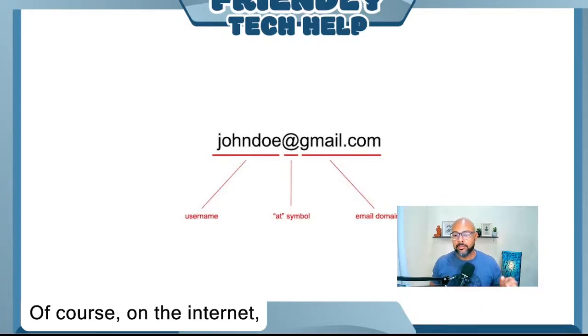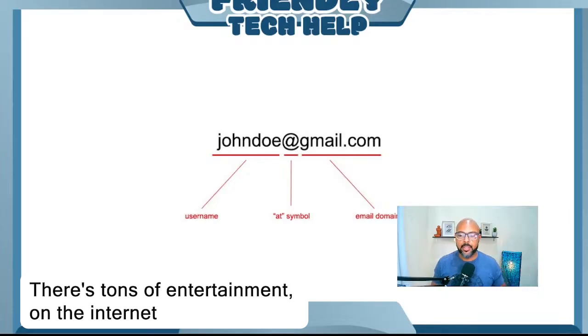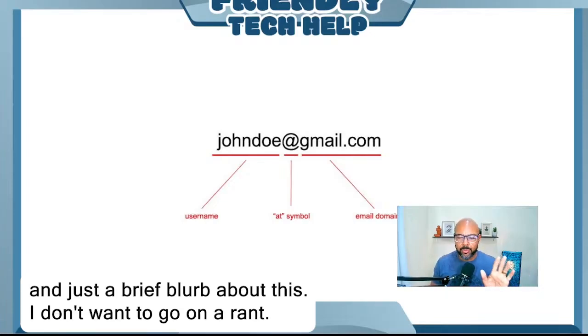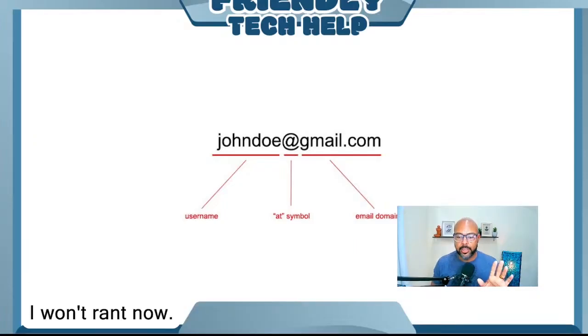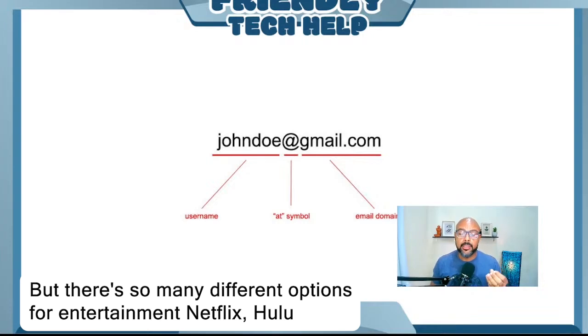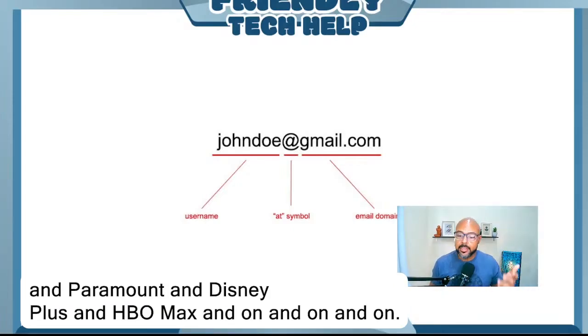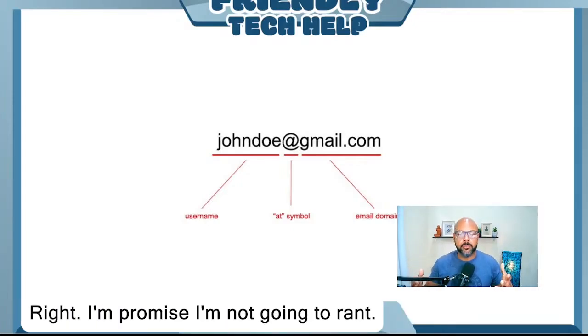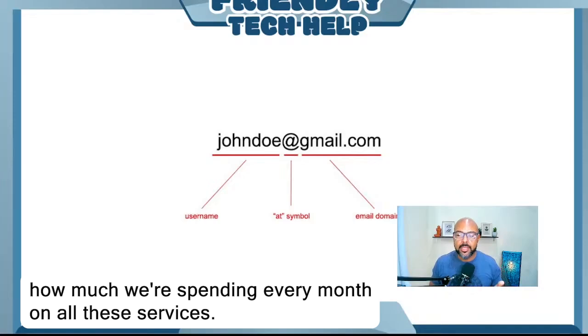Of course, on the internet, we've talked about going to websites. We've talked about email. There's tons of entertainment on the internet. And just a brief blurb about this. I don't want to go on a rant. If you know me in real life, you know I love to go on a rant. I won't rant now. But there's so many different options for entertainment: Netflix, Hulu, and ESPN, and news channels, and Spotify, and Paramount, and Disney Plus, and HBO Max, and on and on and on, right? I promise I'm not going to rant. The reason why I'm bringing this up is because sometimes we don't realize how much we're spending every month on all these services.